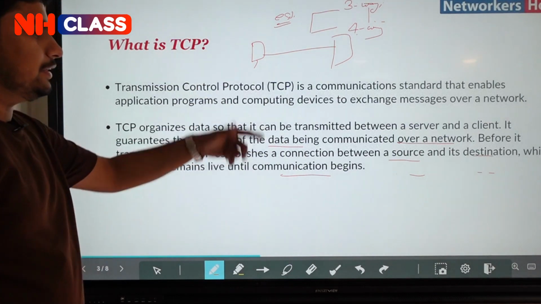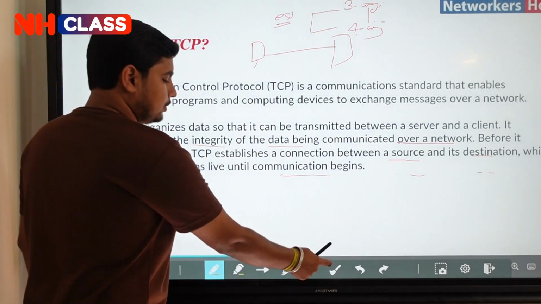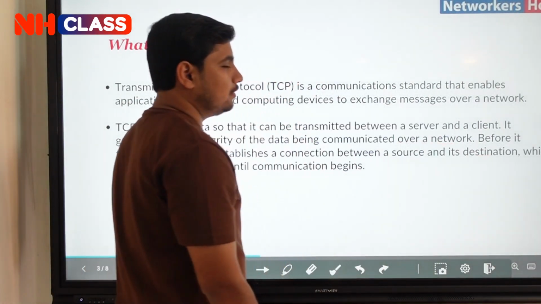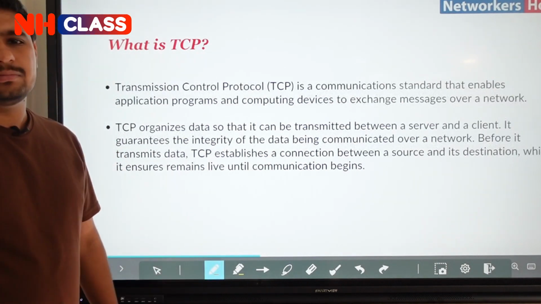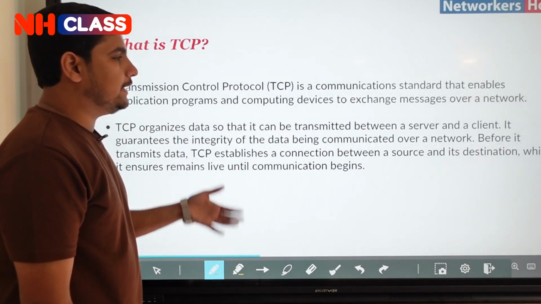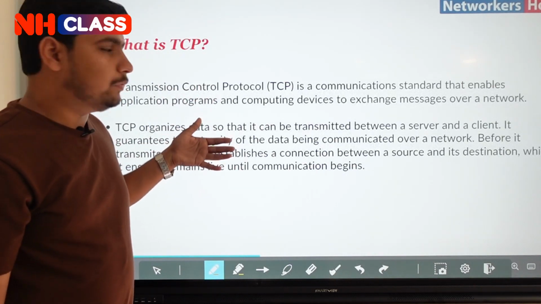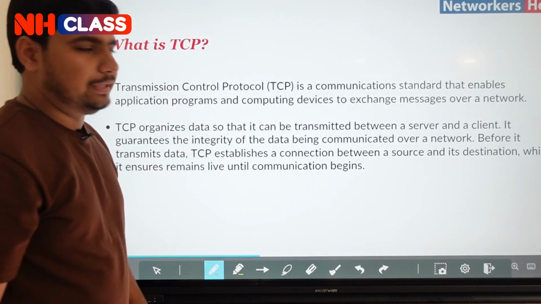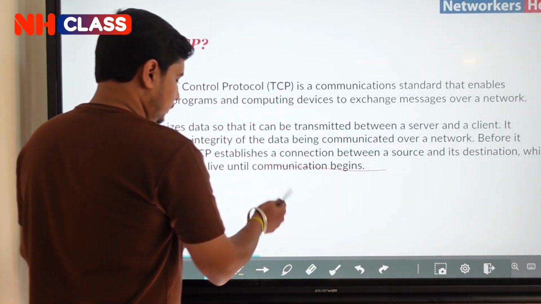Those things we will discuss in the upcoming sessions, because this is just the first session. This is just an introduction, so this is the reason very basic things are covered here. So guys, I hope this is clear to everyone. This is all about TCP.